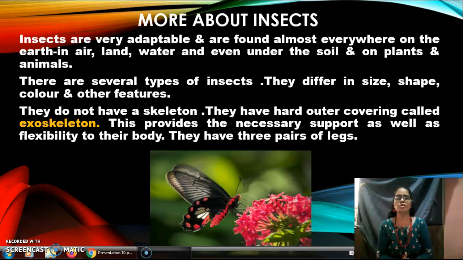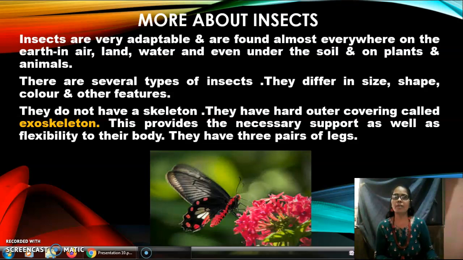We have already learned the life cycles of the housefly and the life cycle of a bird. So in this we will learn the life cycle of a butterfly, which I have already shown you in the life cycle of the housefly. But today here I will show you again.